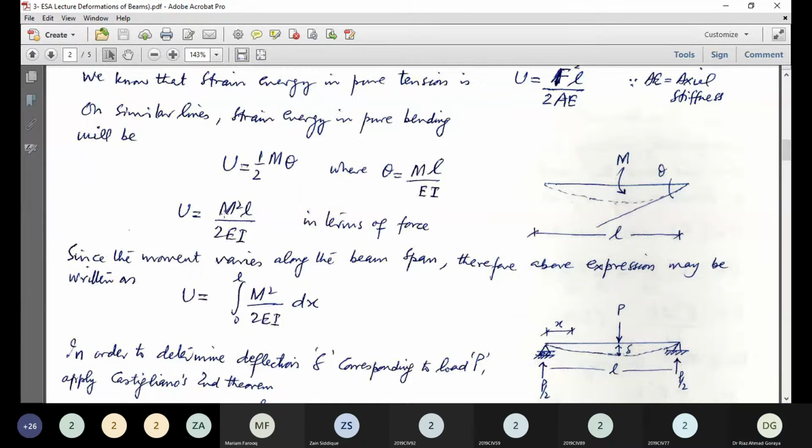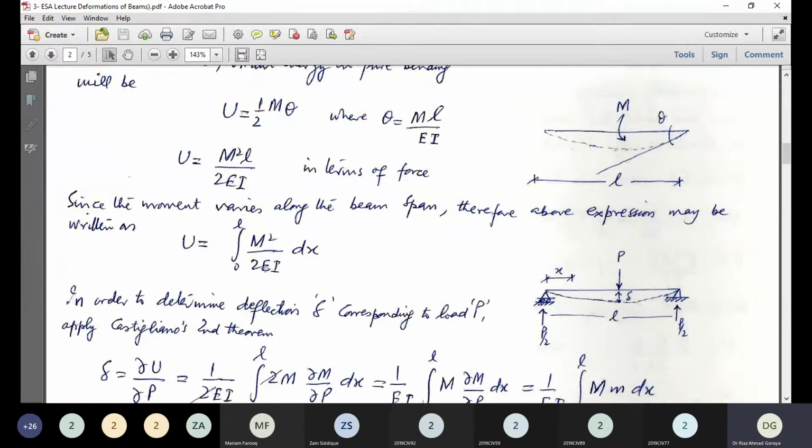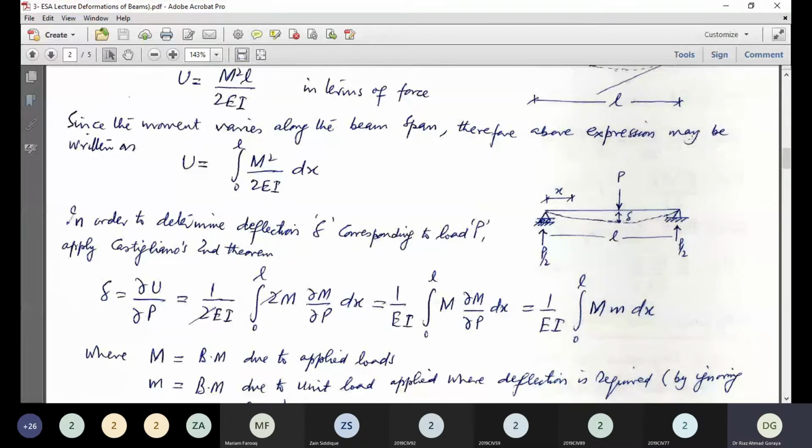Now, this one and this one. Now, look at the right side. This is a simply supported beam, and we want to compute the deflection corresponding to this load P. We want to compute this deflection corresponding to load P. Since this load is applied at the midpoint, the reactions will be P by 2 and P by 2.